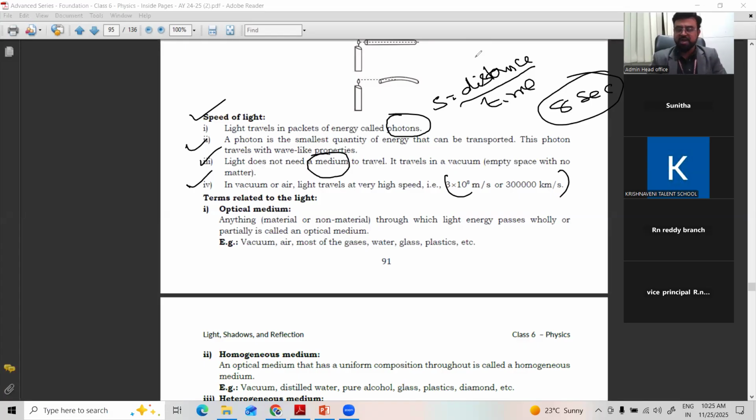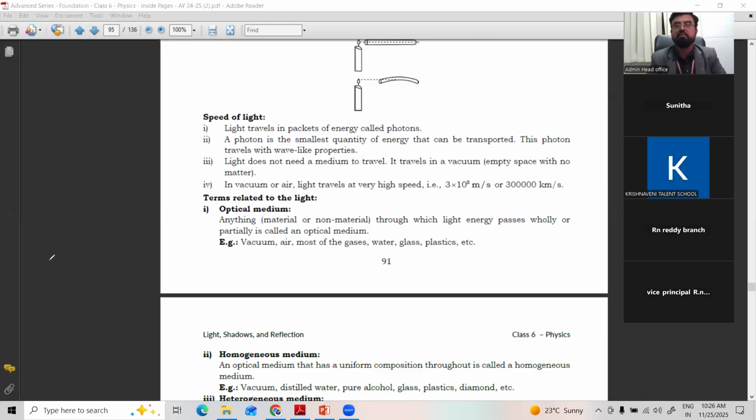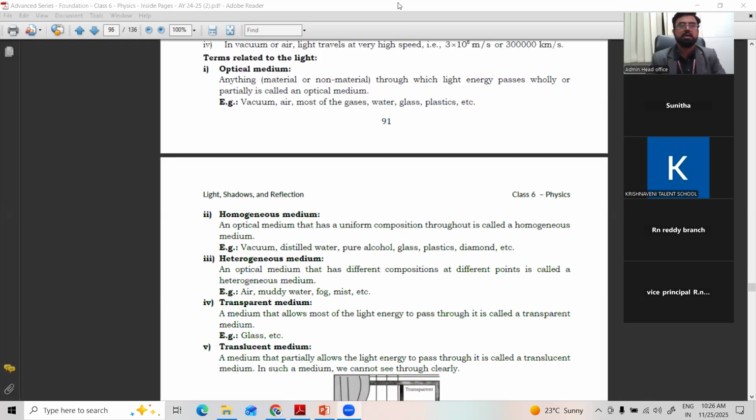Right? So in either air or vacuum, light travels with the highest speed of 3 into 10 power 8 meters per second. Right? So that is the next part we learn, about the speed of light. Clear? Now, some terms related to light.